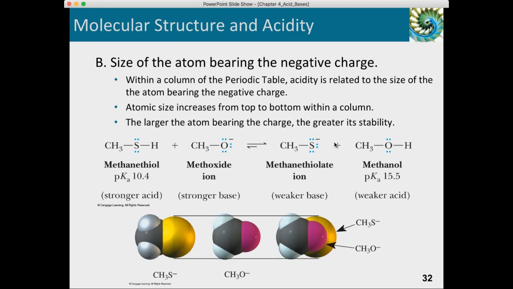So, as a summary of this, if you compare acidity based on molecular structure and the negative charge is on two atoms that are within the same column of the periodic table, the determining factor is the size of the atom that bears the negative charge. The larger the atom, the greater its stability, and obviously the greater the acidity of the organic compound.